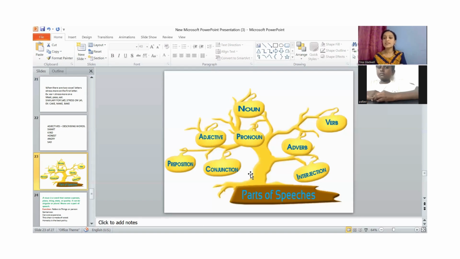In this class, we will be learning about parts of speech in detail. There are a total of 8 parts of speech, like the ones you see on the screen here, but we will learn only 4 for today. We will learn about nouns, pronouns, adjectives, and verbs: these 4 parts of speech, their examples, functions, and uses.